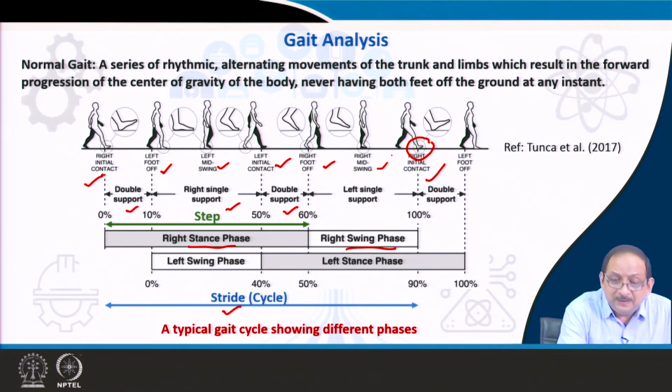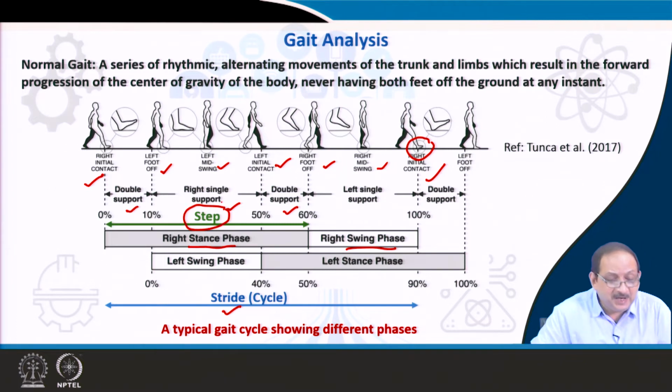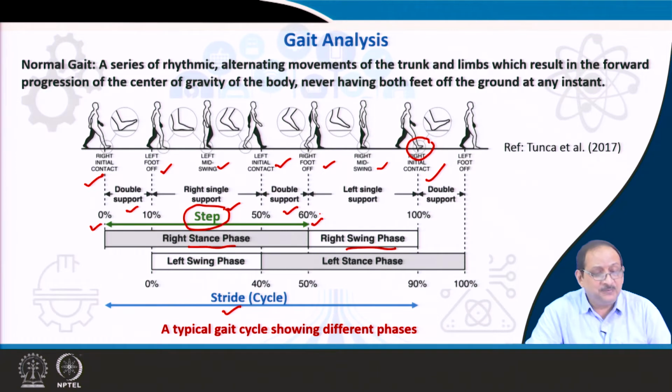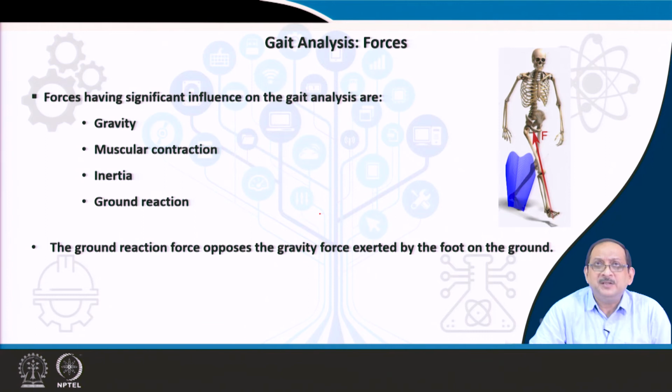Now, the step of a gait cycle is measured from the instant when the right foot strikes the ground to the instant when the right foot takes off the ground. So, you generate ground reaction forces from one foot to the other, and then you move in a particular direction. Let us now move into the details of the gait analysis.